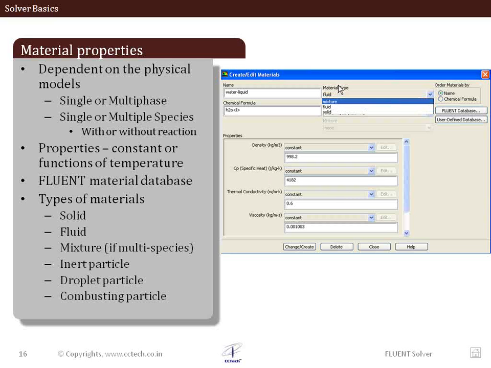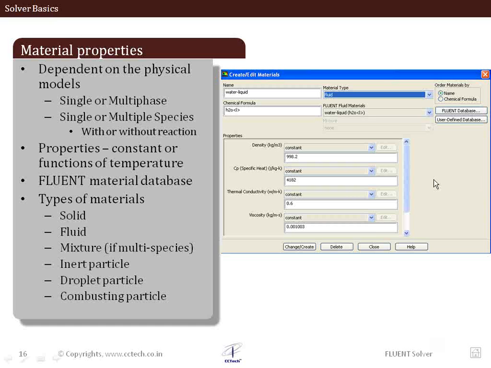So you can see the material type. First of all, it's the mixture, fluid, or solid, and basically you can see the specific material. You can choose them here. Let's say we have another material which is similar to water. In that case, we can include the properties of water, just change the name, and click on change/create, and you will create a new material.